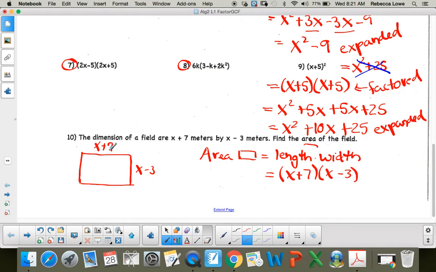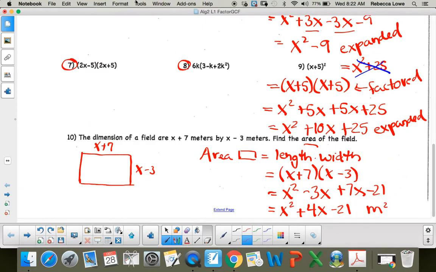So I've drawn a rectangular field, and I've just labeled one of the lengths and the width as x plus 7, x minus 3. It doesn't matter. Area of a rectangle is length times width. So all I'm doing here is multiplying the two factors. And when I multiply them, I get x squared minus 3x plus 7x minus 21. And then I add the middle terms, which is x squared plus 4x minus 21. And the units would be meters squared because it's two-dimensional and I'm finding the area.